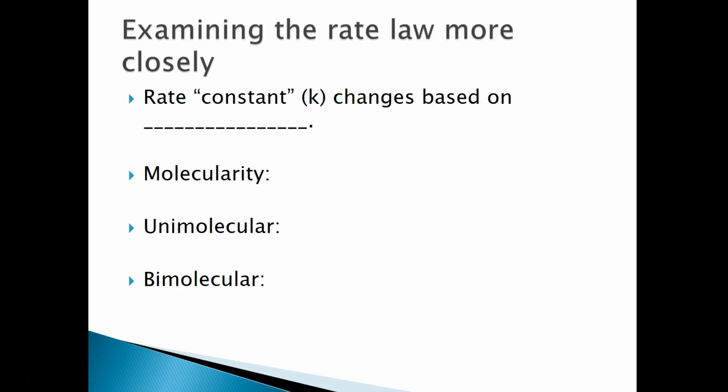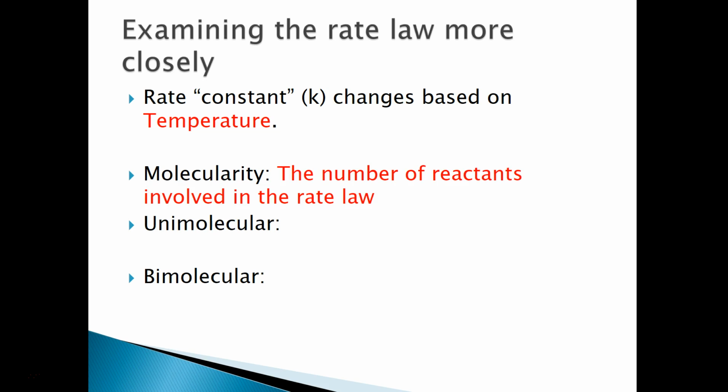Now the rate constant can change, and it can only change based on one thing, and that one thing is temperature. Molecularity just refers to the number of reactants that are involved in the rate law. If a reaction is unimolecular, there will only be one reactant in the rate law. If it's bimolecular, there would be 2. If it's trimolecular, there would be 3, etc.